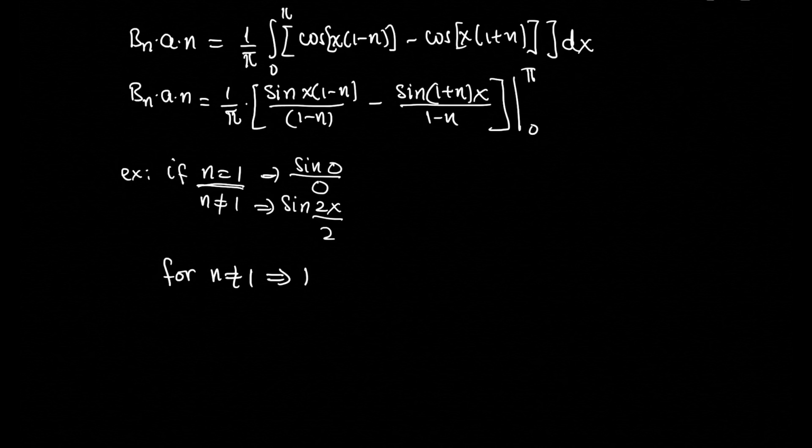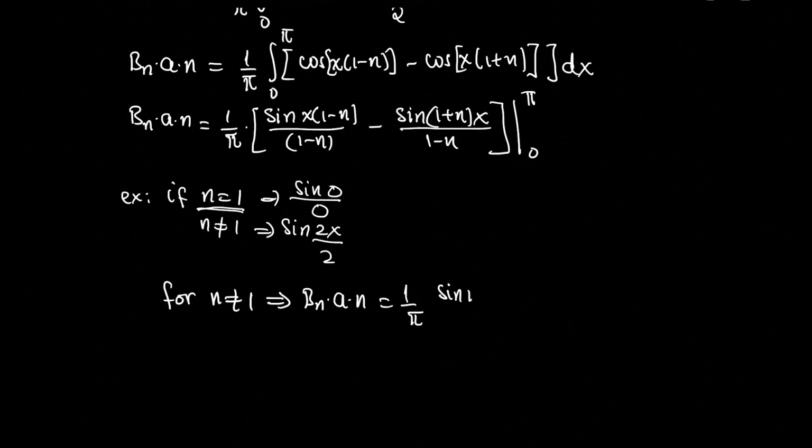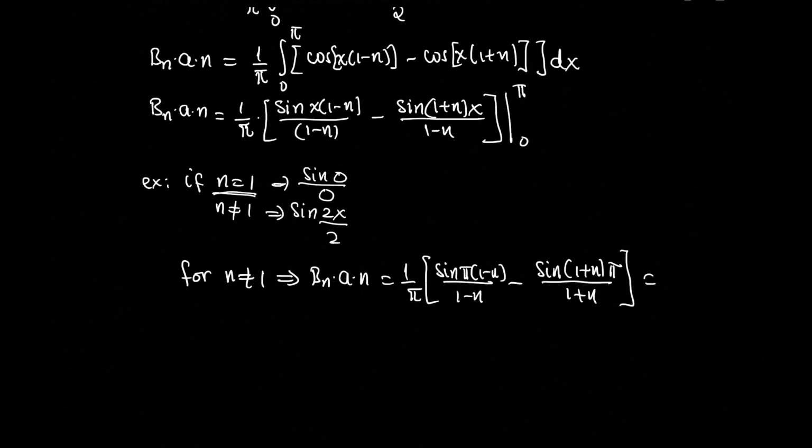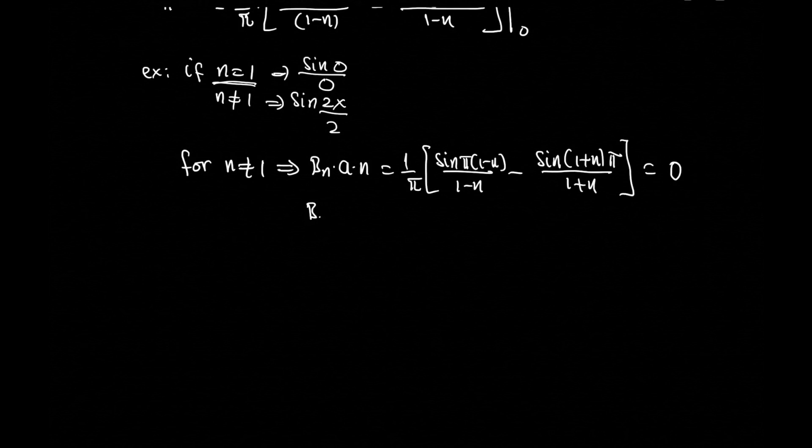For n different than 1, I have bn times a times n equal to 1 over pi, times sine of pi times 1 minus n divided by 1 minus n, minus sine of 1 plus n pi divided by 1 plus n. This is going to be just some number. So sine of pi is 0, so everything just gives you 0. So you have bn equal to 0 for n different than 1.